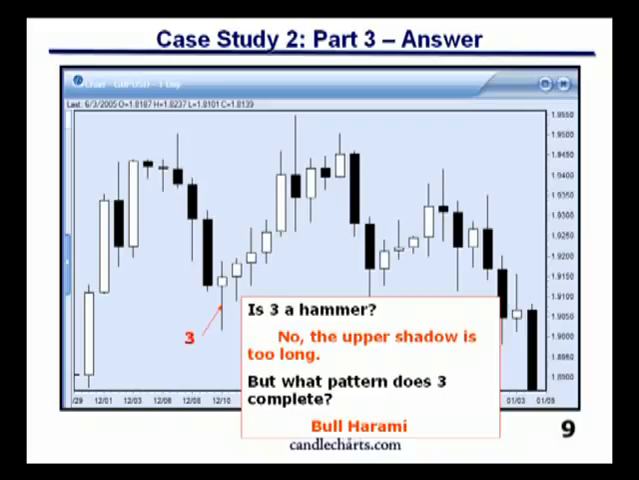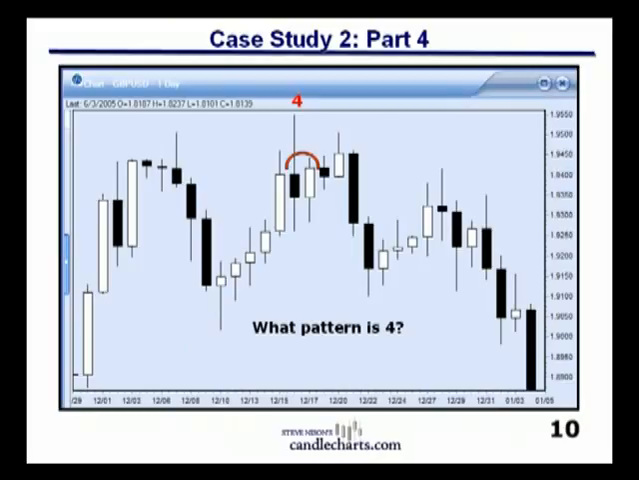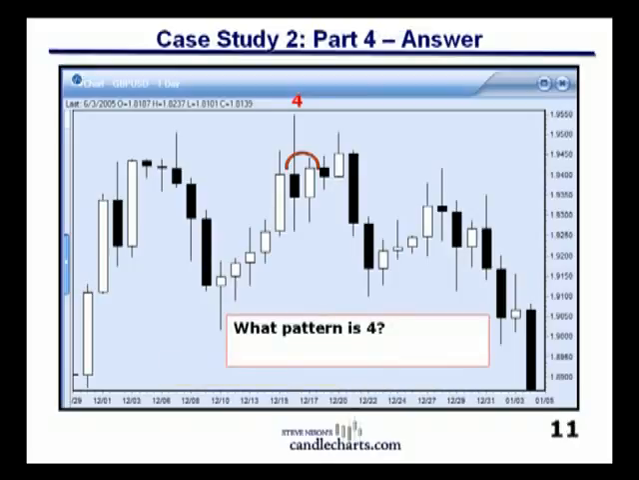Now, let's go to part 4. Okay, what pattern is 4? And once again, let's just put the player control and pause. Okay, so what pattern is 4? If you said bullish engulfing pattern, wrong. And the reason for that, the trend is wrong. Remember, a bullish engulfing pattern must come after a downtrend.